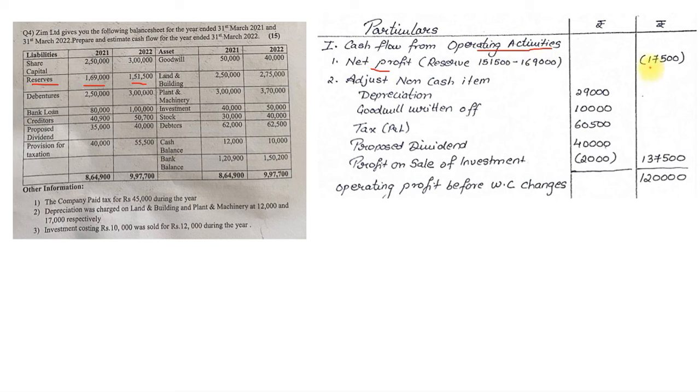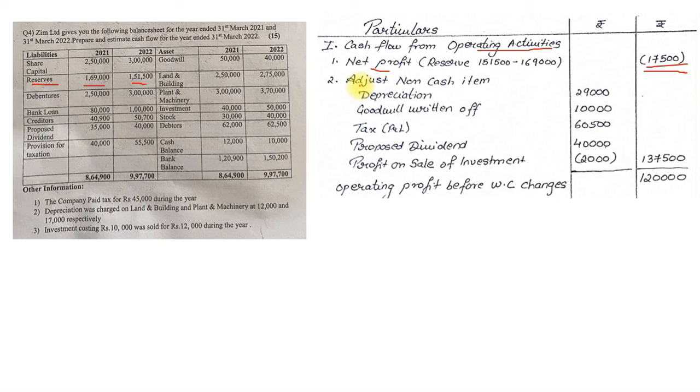There is a negative 17,500 balance in our reserves. Step number one, always start with net profit. That is the difference between closing minus opening of the P&L account or reserves and surplus, whatever is given to us. Second, under operating activity, the second part is called adjust non-cash items. Non-cash meaning those things which have nothing to do with cash. In that, remember, all the expenses are added, all the incomes are subtracted. For those activities which do not pertain to any cash, expenses get added, income gets subtracted.